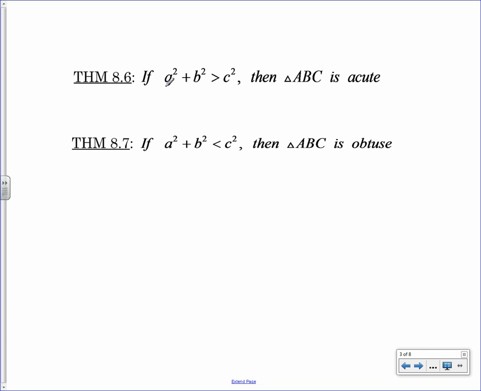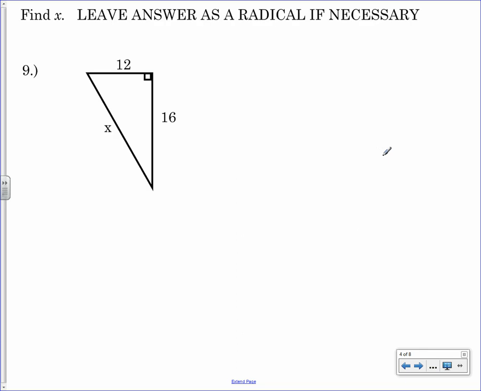All right, this is new to you. Theorem 8.6 and 8.7. If a squared plus b squared is greater than c squared, then the triangle is acute. If a squared plus b squared is less than c squared, then the triangle is obtuse. So kind of backwards of what I would have thought. Okay?